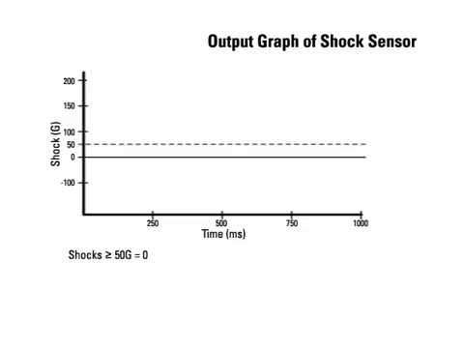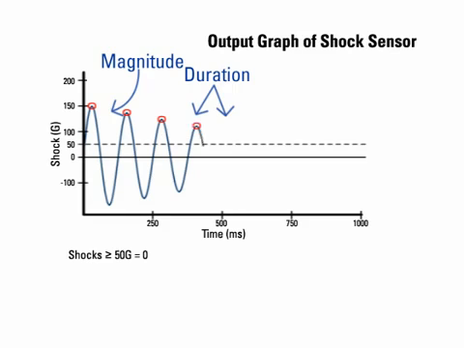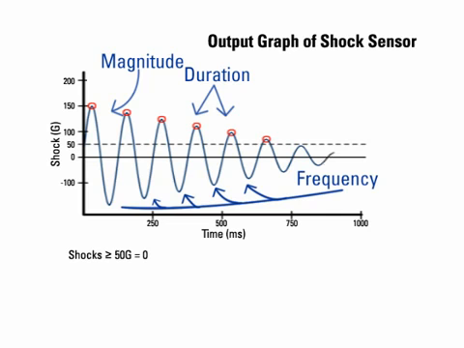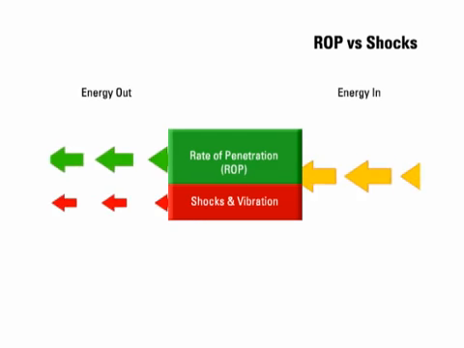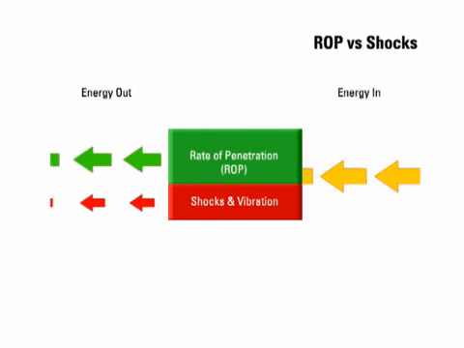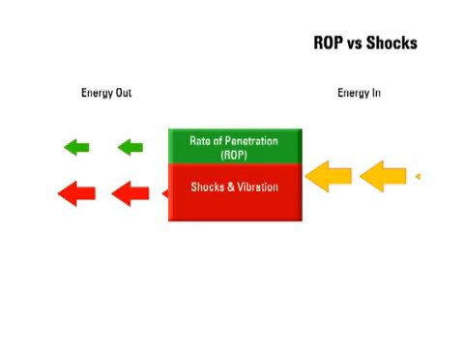The severity of the shock depends on three parameters. 1. The magnitude of the shock. 2. The duration or length of time of the shock. And 3. The frequency or number of shocks. Magnitude is the force the tool sees when it impacts the borehole wall. Duration measures how long the shock lasts in seconds. Frequency is the number of times the tool sees a shock greater than the accelerometer's threshold. Shock and vibration and poor drilling mechanics can adversely affect ROP, slowing the drilling process.